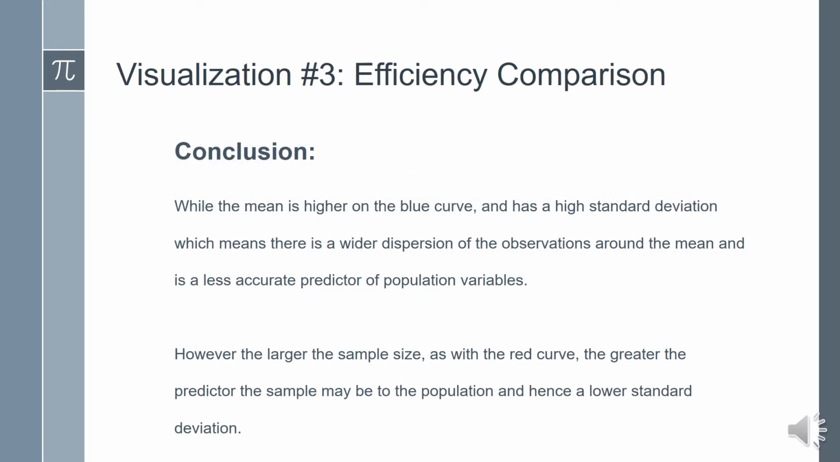We can conclude for this visualization that while the mean is higher on the blue curve, it has a high standard deviation, which means there is a wider dispersion of the observations around the mean and is a less accurate predictor of population variables. However, the larger the sample size, as with the red curve, the greater the predictor the sample may be to the population, and hence a lower standard deviation.